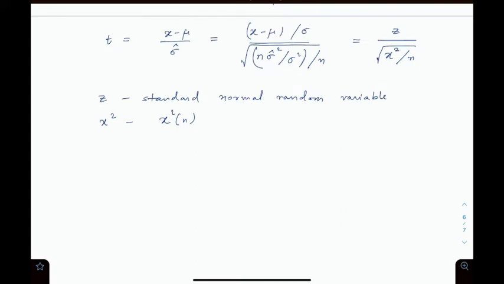Now if you look at the joint PDF for z and chi-square, we get something like this.